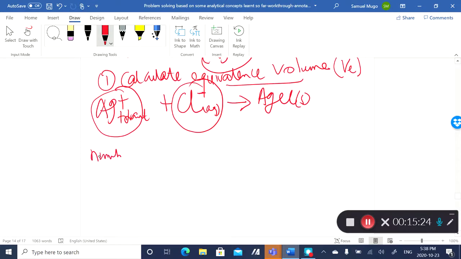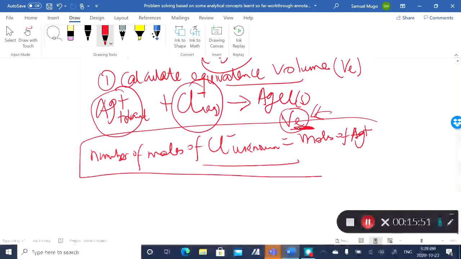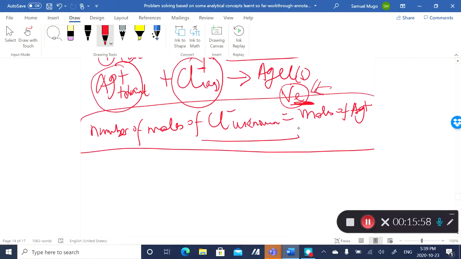Meaning the number of moles of chloride, which is the unknown, should be equal to the moles of the titrant. So that's what equivalence volume really means: the situation at which you've added enough volume of the titrant to satisfy this condition. The number of moles of the chloride is equal to the number of moles of the titrant. And of course, this is the titrant, and this is the unknown, or what you refer to as the analyte. Okay. So in this case, you've got the 50 ml.